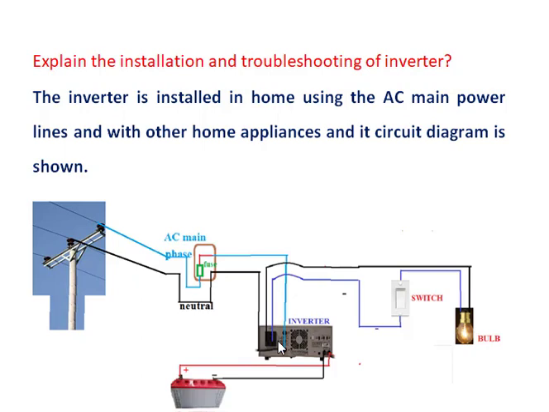The inverter consists of the main parts: the relay, oscillator and the battery. This relay operates depending upon the power supplied to it. These lines, the phase line and neutral line, are again connected to the home appliances.